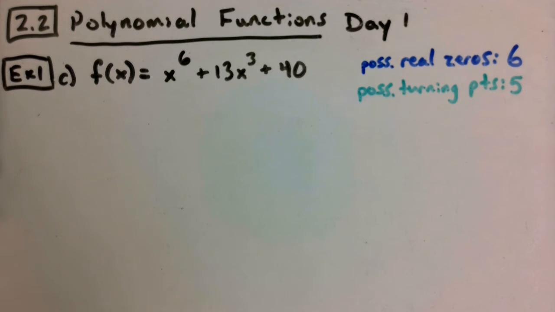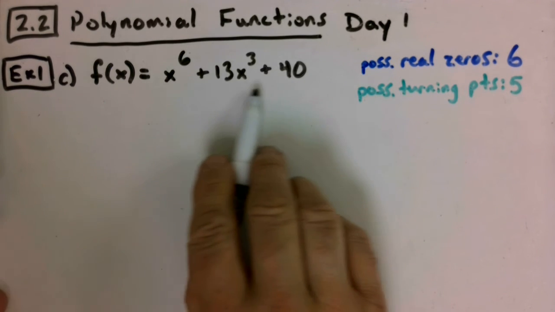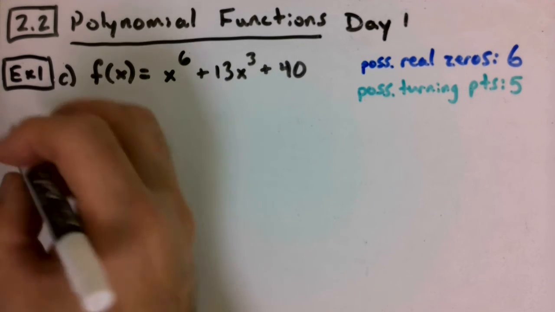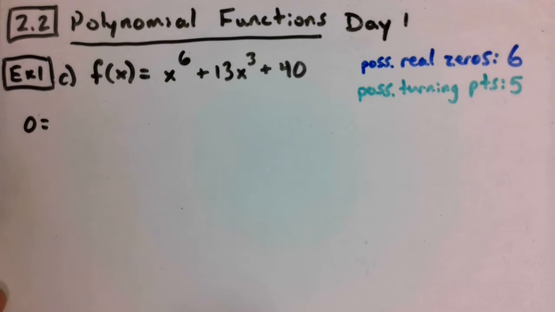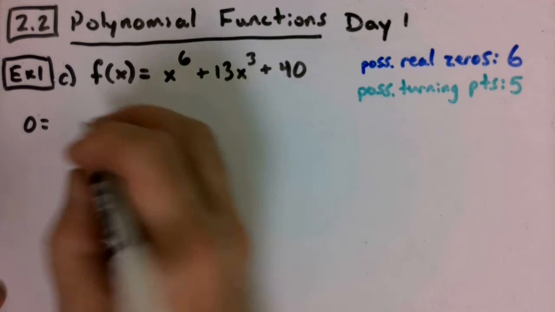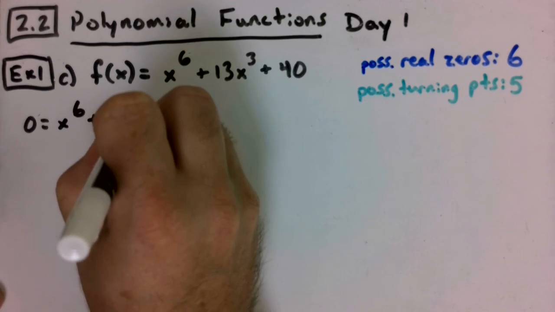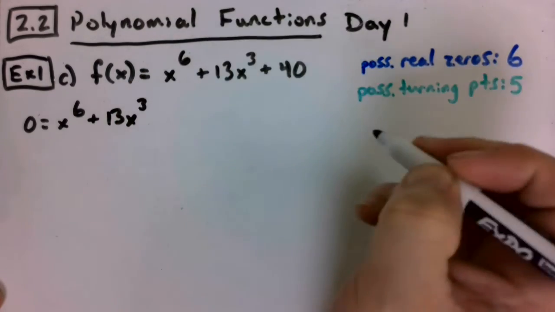From there, we want to go through and find the real zeros by factoring. That's what the directions said. f of x, when you're finding zeros, you change that into the number 0 because we're finding x-intercepts. And that's what the y-coordinate is of all x-intercepts. And then we have our polynomial, x to the 6th plus 13 x to the 3rd plus 40.